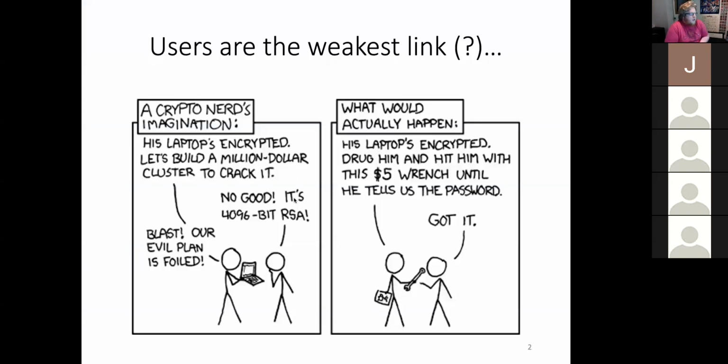Okay, so first off, this is one of my favorite XKCDs. The crypto nerd's imagination. His laptop's encrypted. Let's build a $1 million cluster to crack it. No good, it's 4096-bit RSA. Blaster, evil plotting swirl. That's kind of what we all like to think would happen, but what actually happened? His laptop's encrypted. Drug him and hit him with this $5 wrench until he tells us the password.